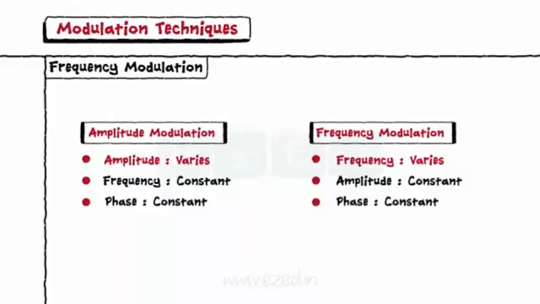as the amplitude of the modulating signal increases or decreases, but the frequency and the phase of the wave remain constant. Now in frequency modulation we will see that the frequency of the carrier wave will increase or decrease as the modulating signal amplitude increases or decreases, but the amplitude of the carrier will remain constant and also its phase will remain constant. The frequency of the carrier wave increases and decreases with the modulating signal.